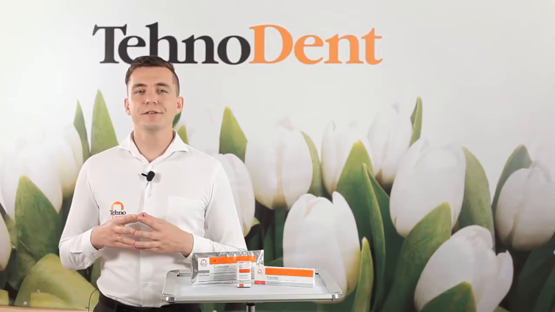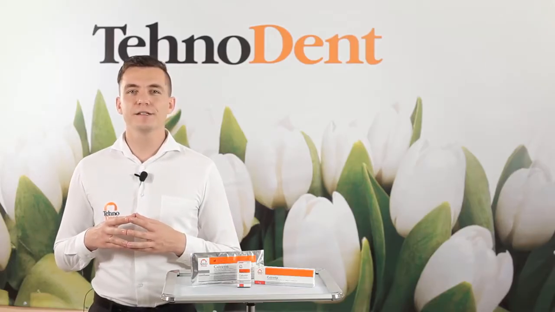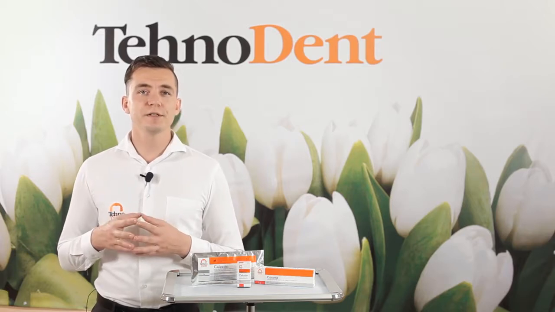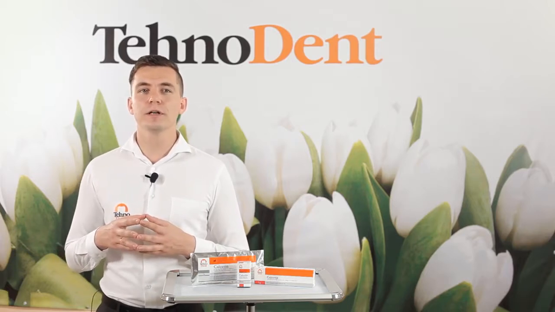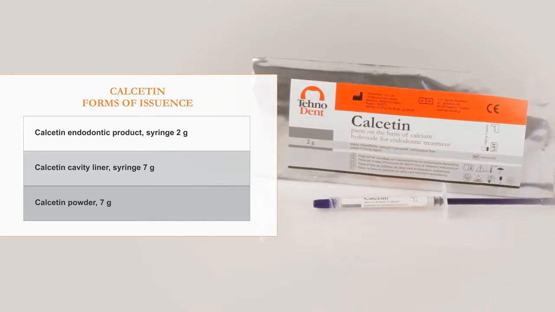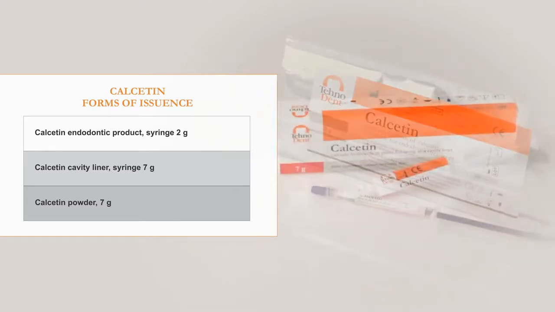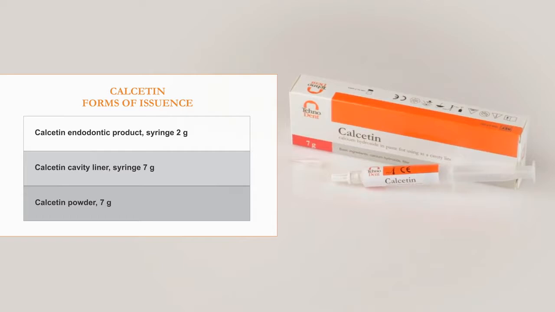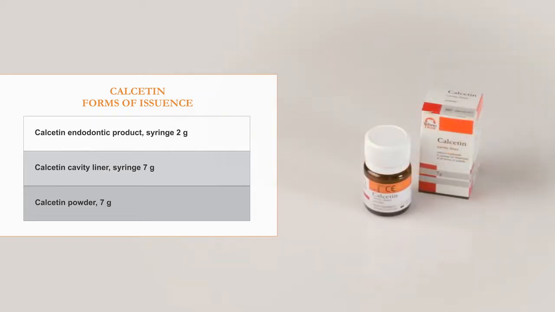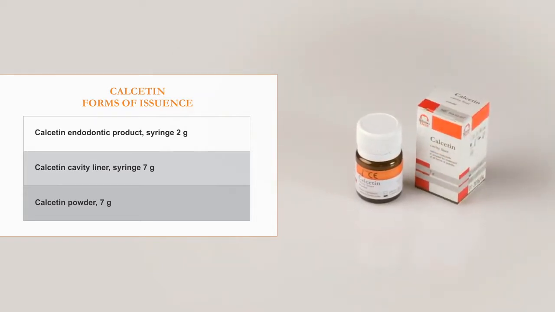We issue several types of materials based on calcium hydroxide. For sale, you could find the following products: Calcetin endodontic product syringe 2 grams, Calcetin cavity liner paste syringe 7 grams, and Calcetin powder 7 grams.